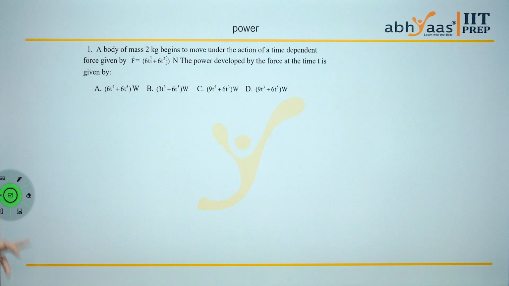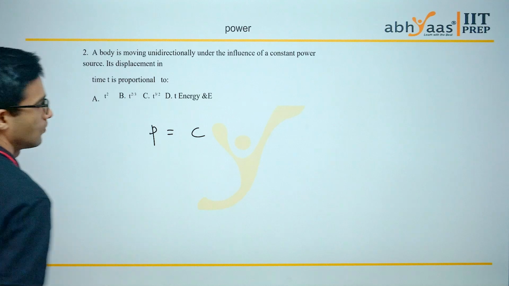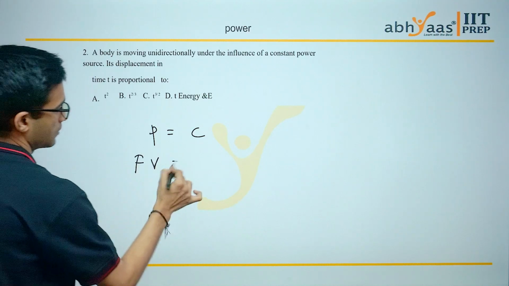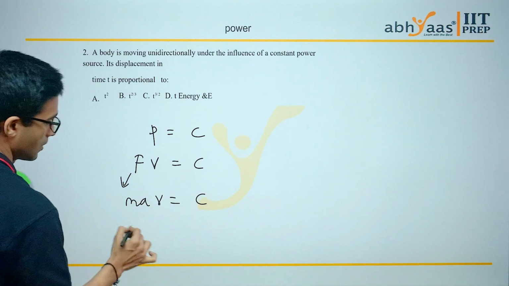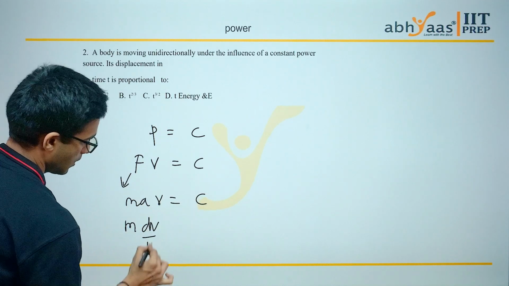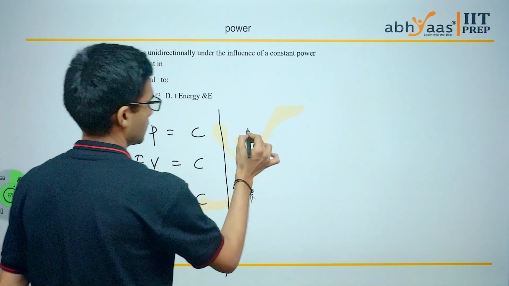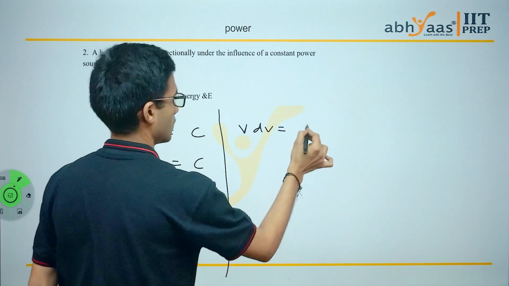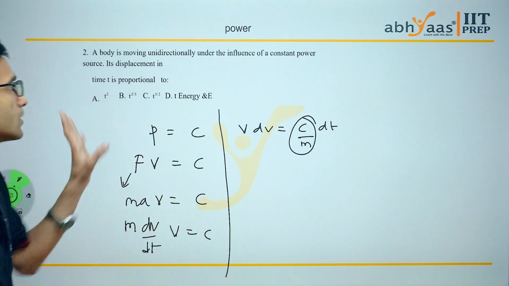Now going to the next one. Here another problem is also related to power. What is given? A constant power source. Power is constant. Power equals force into velocity, F dot V. Force is equal to MA, into V is equal to constant. M into dV by dt into velocity is equal to constant. That means V dV is equal to C dt by M. C by M is again constant, mass is constant, fixed.